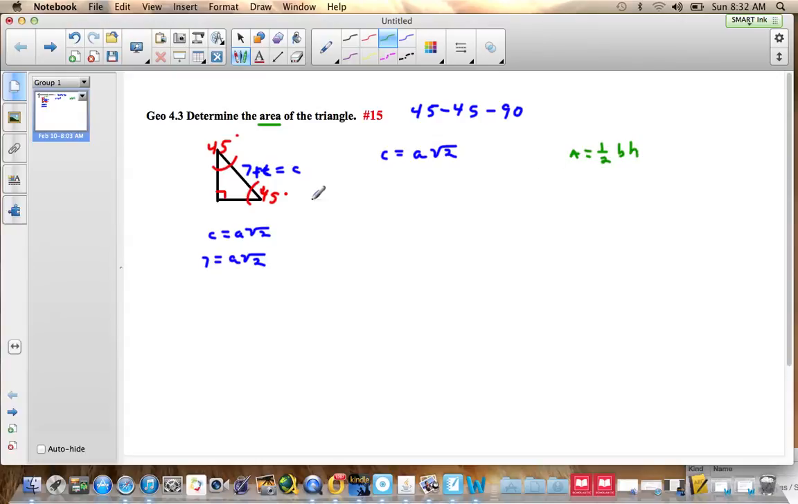So if I'm looking at this particular problem, here's my base. My base is going to be equal to the length of A. And my height in this particular problem is also going to be equal to the length of A. So we can say that H, my height, is equal to A, and my base is equal to A. So once I find A, then I'll be able to solve this formula.